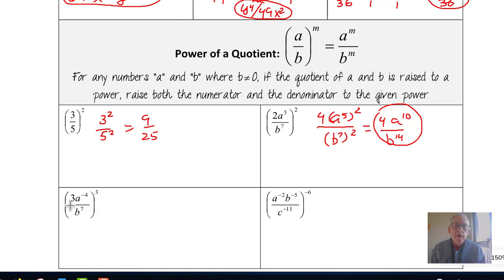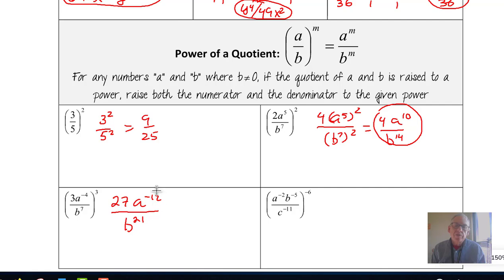Over here, these are to the third power. 3 to the third power is 27. A to the minus 4 to the 3 is a to the minus 4 times 3. That's a to the minus 12. And in the denominator, we have b to the 7th to the 3, which is b to the 21. Now, there we have an answer.